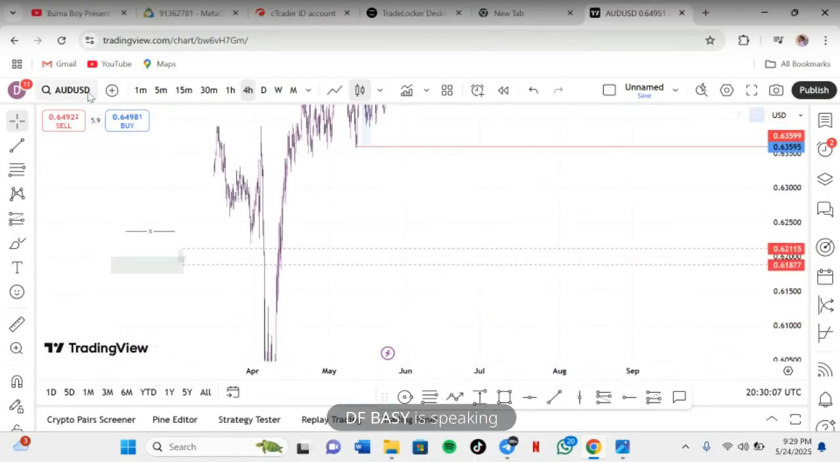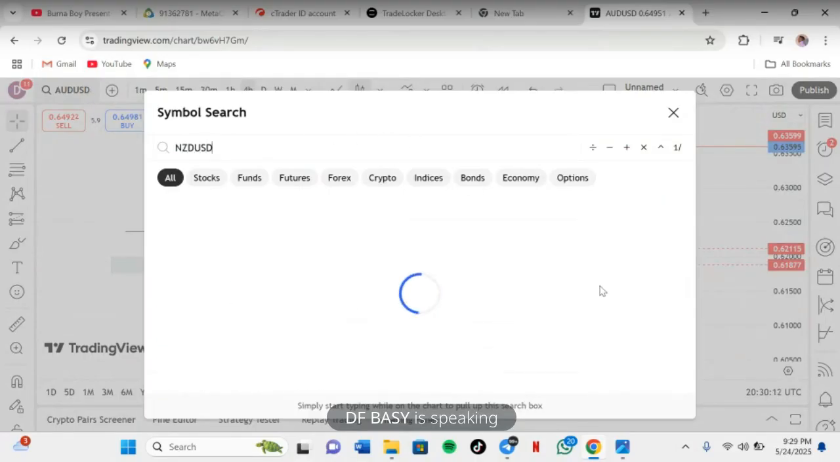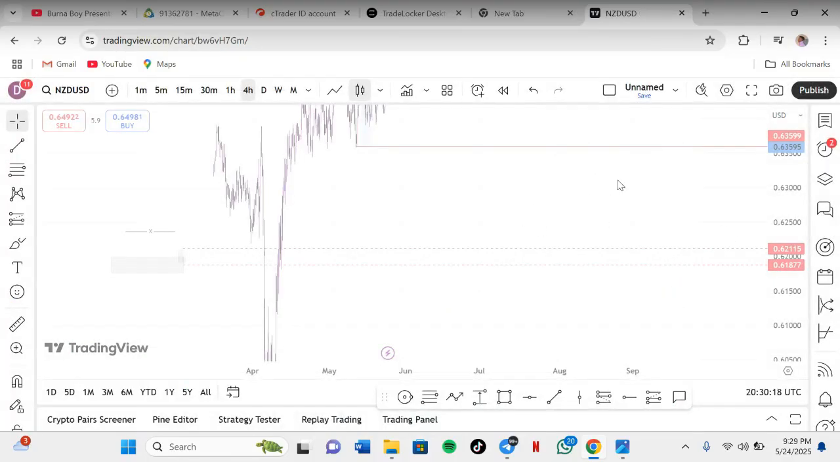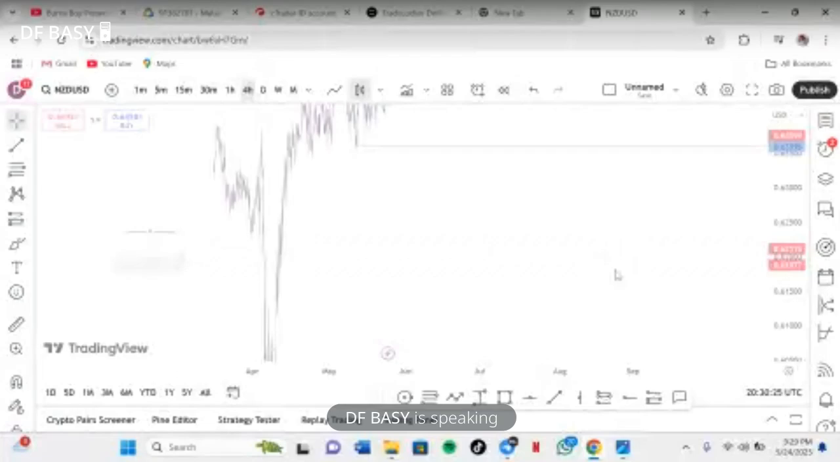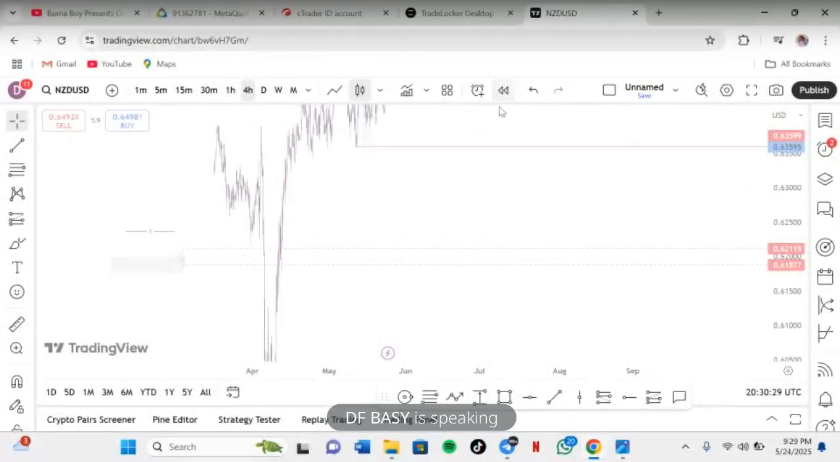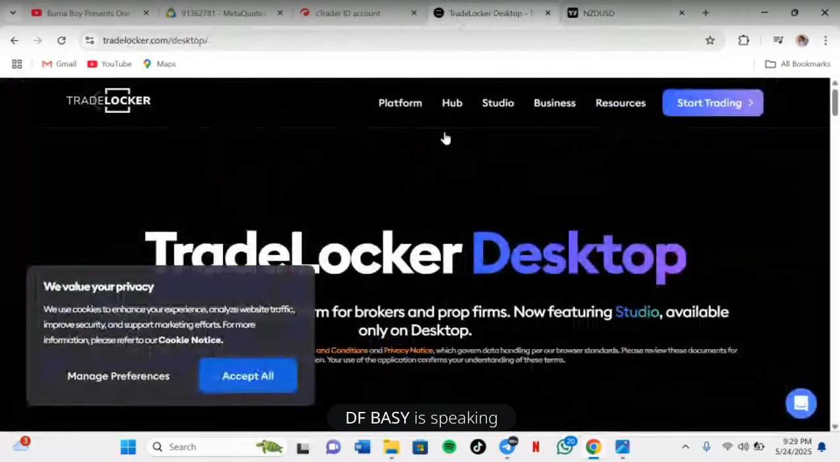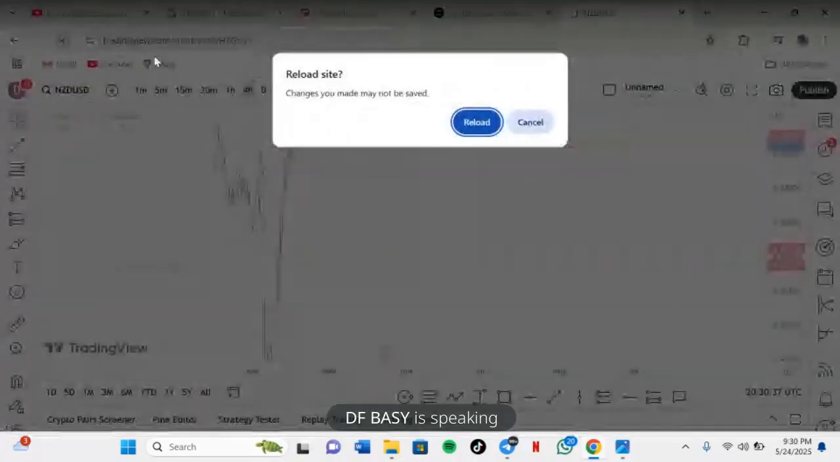I think it was NZD USD. I've been hopping between charts. Sorry for the lagging, the market is slow to load because rain is falling, so I think the network is disturbed. So now this is what happens, right?